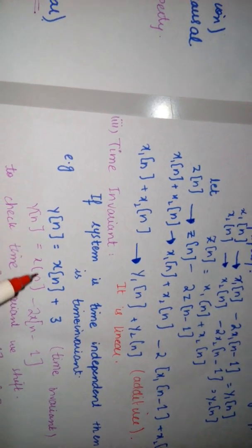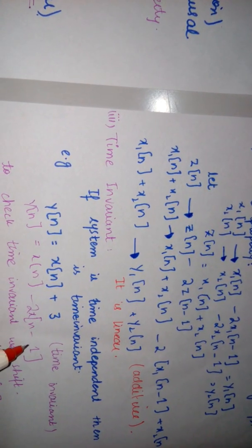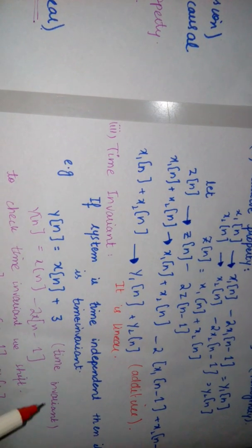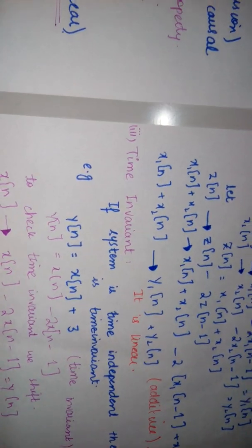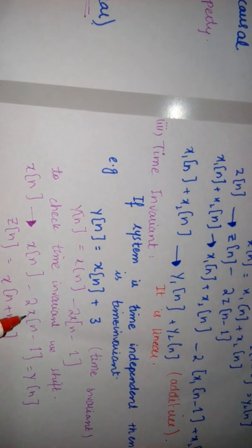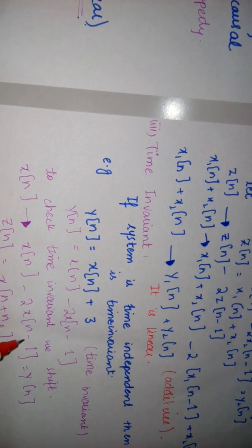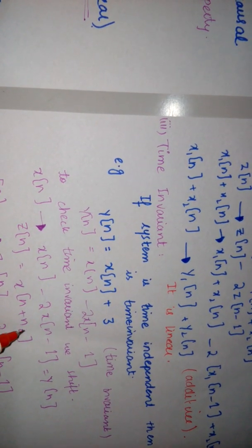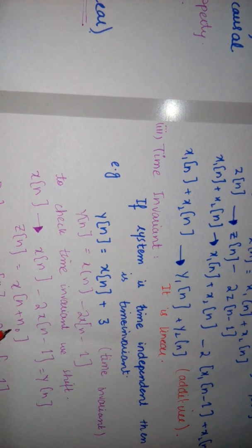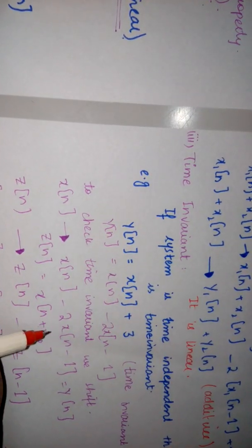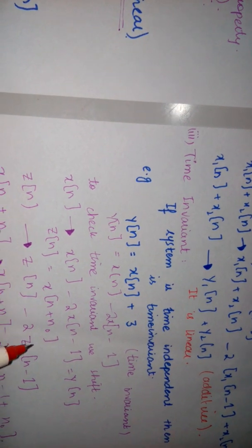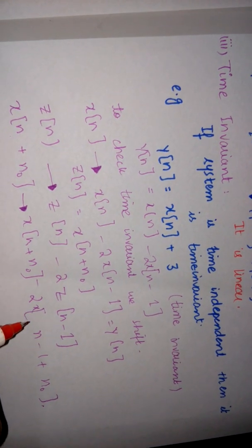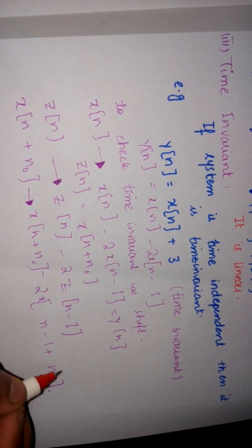Another example, y of n is equal to x of n minus 2 of x of n minus 1. To check time invariance, we actually add or shift this signal. For example, x of n gives x of n minus 2 of x of n minus 1, which is y of n. So if I let z of n is equal to x of n plus n naught, here n naught is the shift. Now substitute this value of z of n here. It gives x of n plus n naught gives x of n plus n naught minus 2 of x of n minus 1 plus n naught.